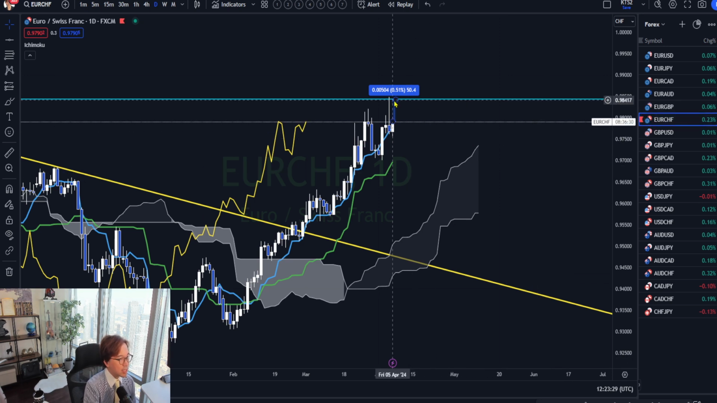And to the resistance, there are only 50 pips. So at the news, it may reach close to the resistance, or it may even break the resistance and continue bullish. When it happens, let's monitor together, and I will give you some impressions as well.